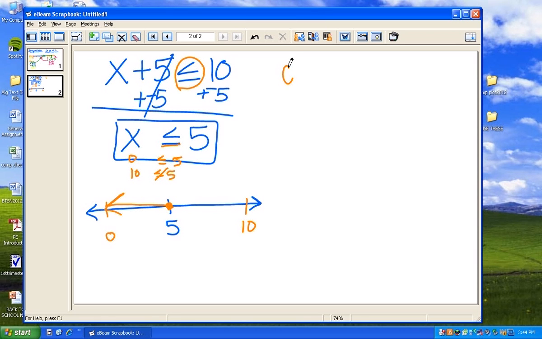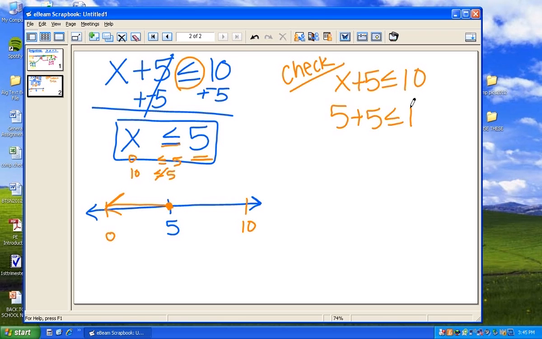But I also need to check my answer. So I want to start with my original problem. X plus 5 is less than or equal to 10. And now I'm going to take my answer of 5 from here, and I'm going to plug it in. Does 5 plus 5 less than or equal to 10? Well, 5 plus 5 is 10, and it is less than or equal to 10 because it's equal to. Okay, so check. I'm done. I did it right. All right, now we're going to do another one.